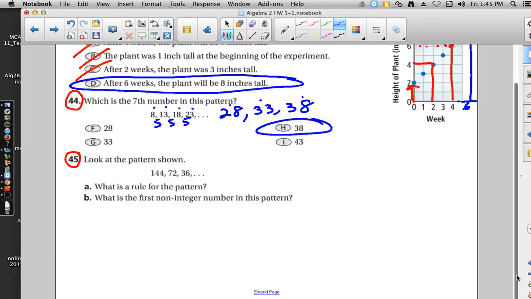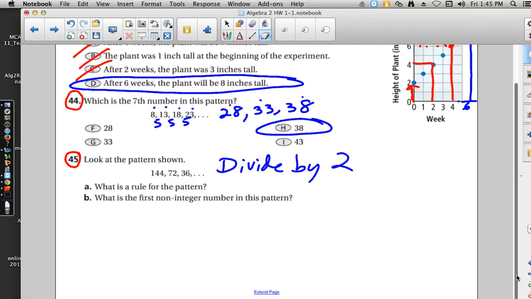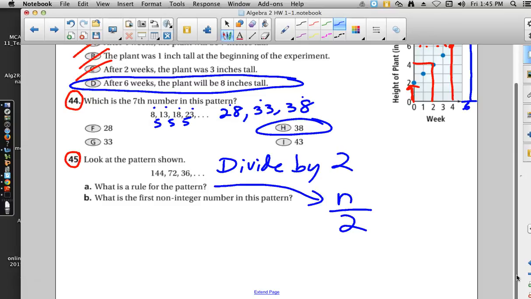Maybe it's division. Well, 144 divided by 2 gives you 72. 72 divided by 2 is 36. There it is. Divide by 2. So it says for the rule part, what is the rule for the pattern? N over 2. N divided by 2. Well, that kind of doesn't look like a 2. I better put this over here. Make it a little bigger so it looks like a 2.